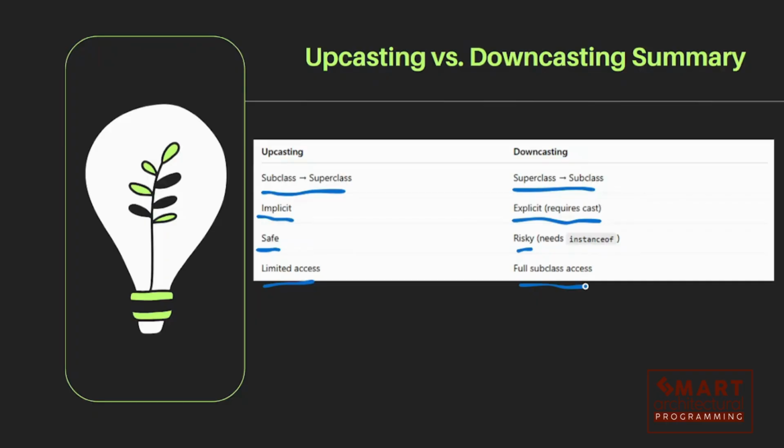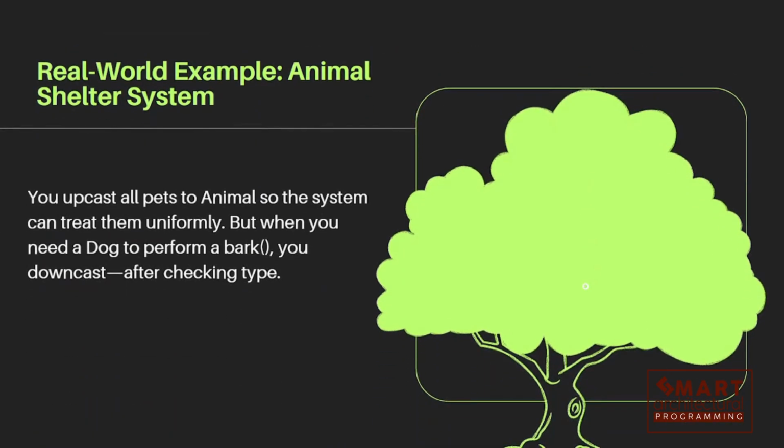So let's look at a real world example here. Imagine an animal shelter system, right? You upcast all the pets to animals so the system can treat them uniformly. But when you need a dog to perform a bark, you downcast after checking the type. So it basically simplifies your intuitive visualization of this concept. This chapter in Introduction to Java lays the foundation for polymorphism and type hierarchies. Mastering upcasting and downcasting is essential for building flexible object-oriented systems.